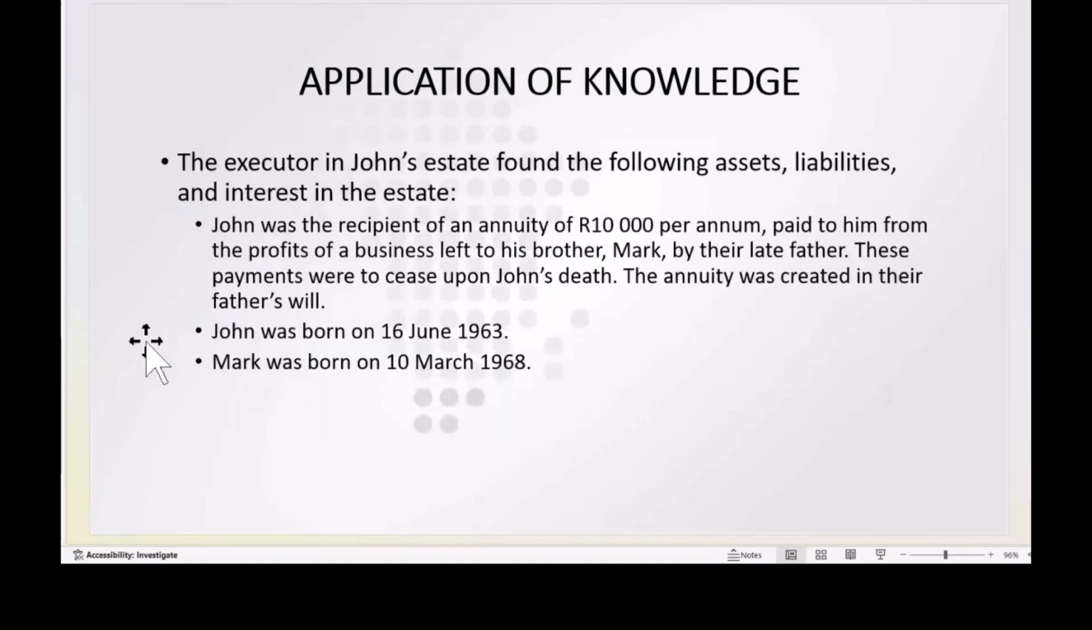let's go back here. It tells us that John was the one who received the annuity for 10,000 Rand per month, and it was paid to him from the profits that were received from the business that was left to Mark. So these payments will stop when he dies, and it was created in their father's will. So now all those profits that Mark will receive will be going to him in full. So there won't be an annuity anymore. So the person who benefits from that annuity now will be Mark, because it will now be part of his business income for the year.